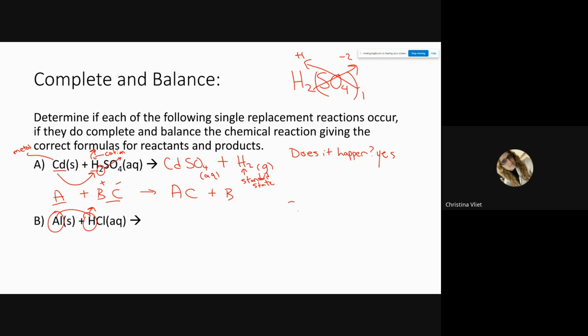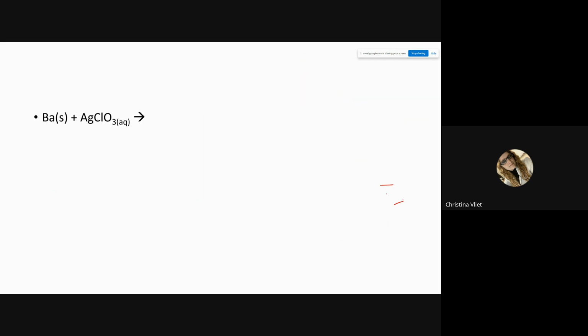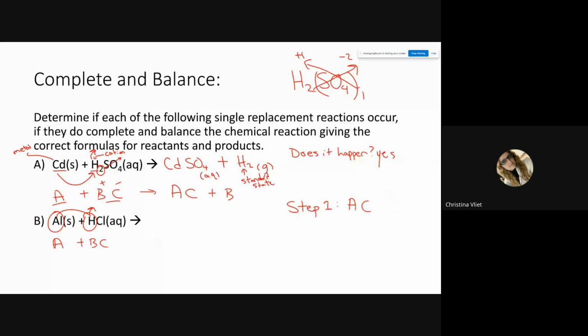So step one. What is AC this time? What is the compound you're forming? What is it between? Al and Cl. You can line up the template right underneath, just to make sure that you know what part is what. AC plus B. I'm writing this over here to make my compound correctly.